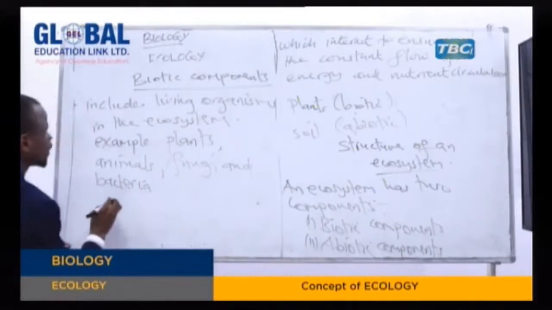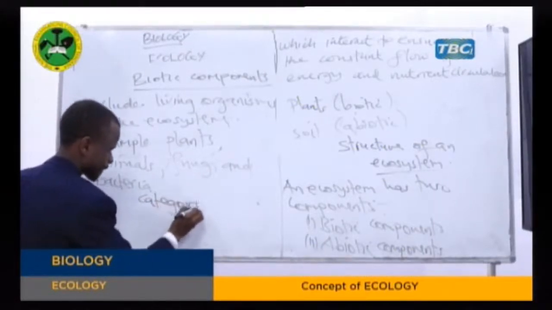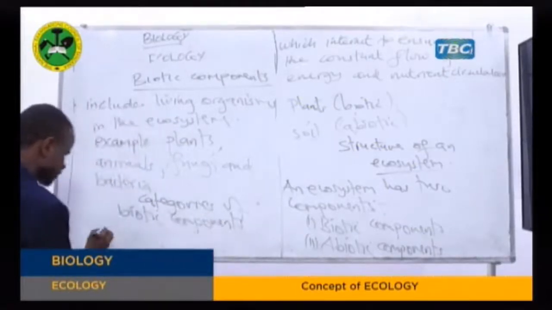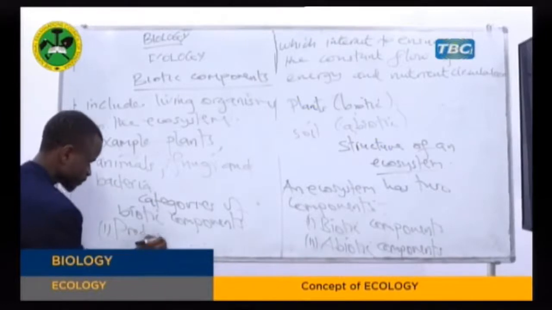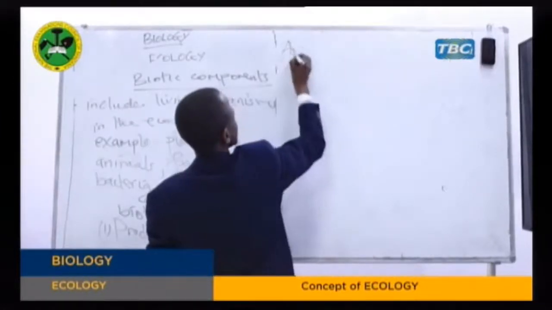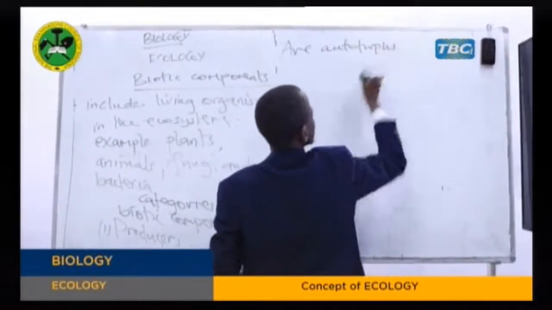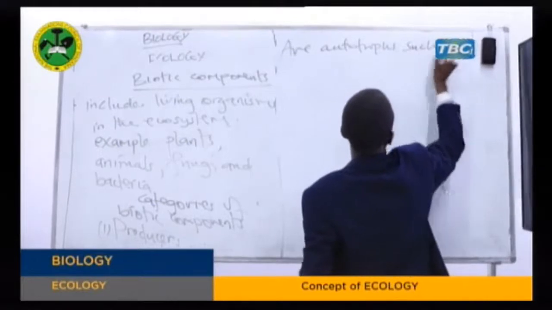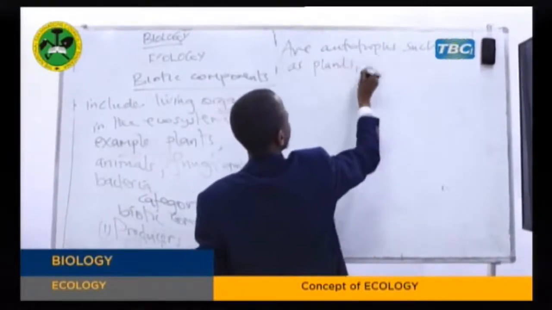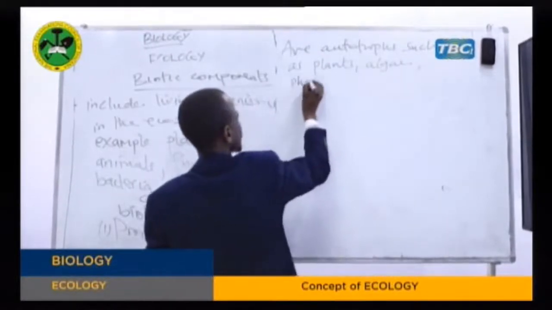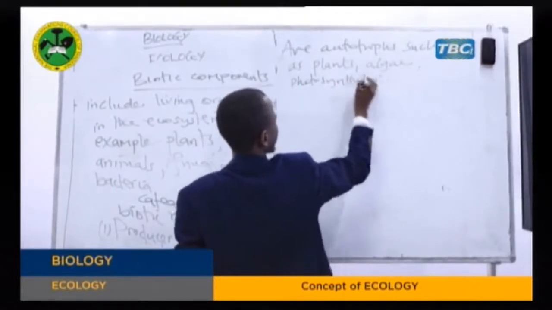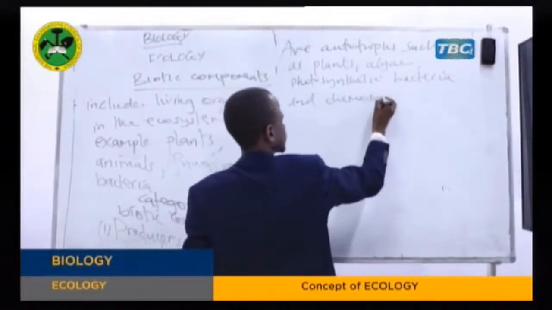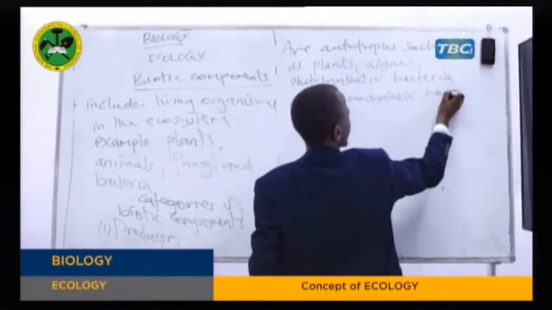Now, biotic components are divided into the following categories. One is producers. Producers are autotrophs. That means producers can make their own food, such as plants, algae, photosynthetic bacteria, and chemosynthetic bacteria.